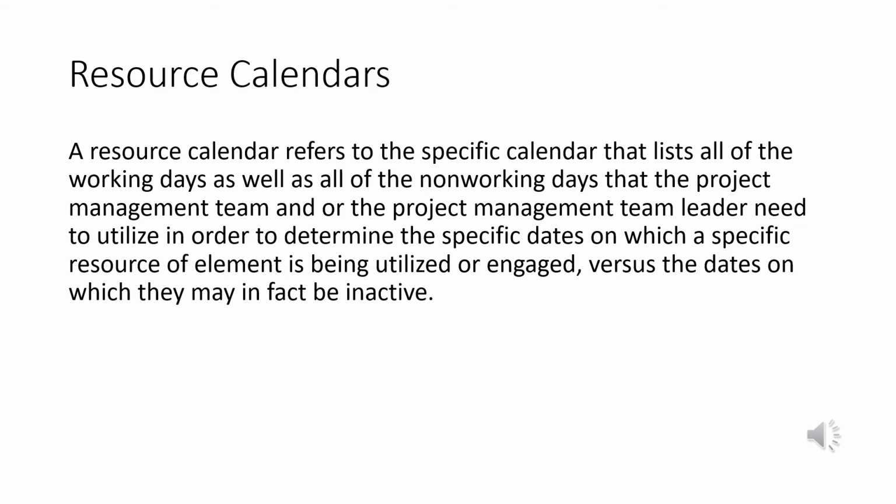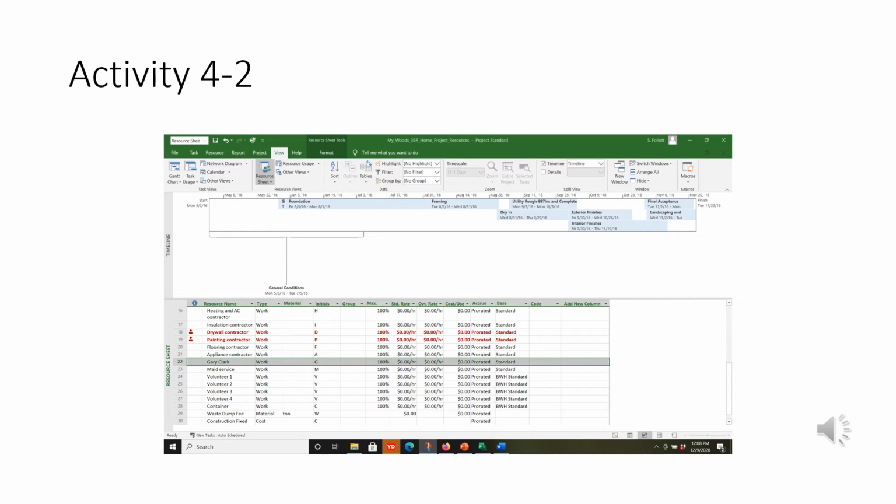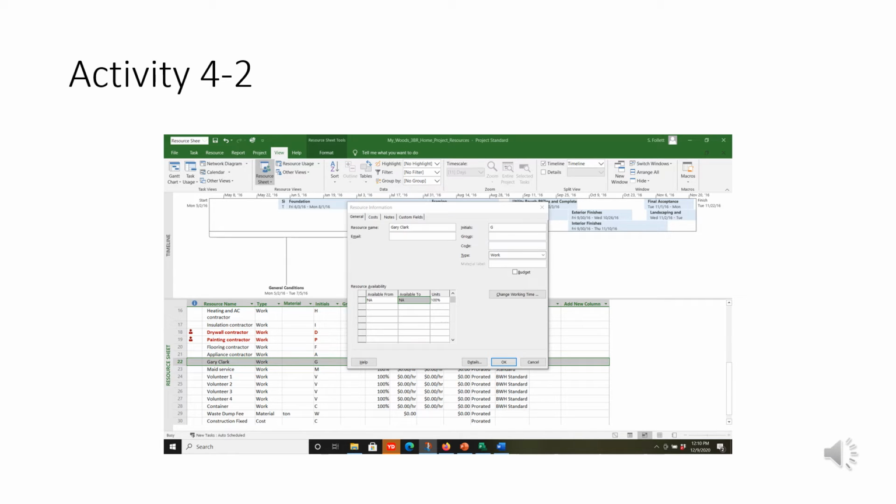Let's just do an example. Okay, let's change the availability of Gary Clark in our project here. So remember how to do that? Open up the dialog box for Gary Clark. So in the dialog box, what we're going to do is change the availability of Gary Clark. Very easy. So let me show you real quick.